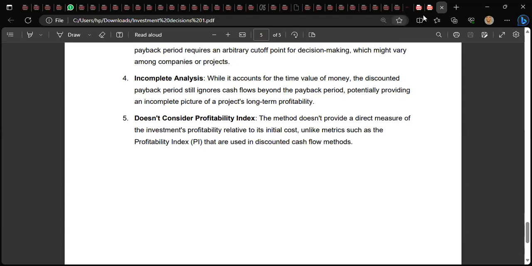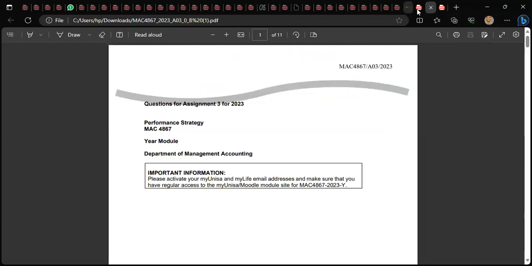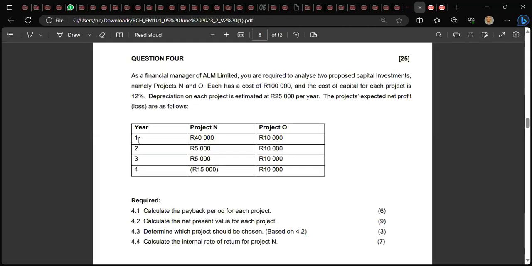Next up, we'll be looking at the ones that might take that into consideration. But before we get to that, we are going to do the discounted payback period for the same projects, N and O. So we are basically running around on the same exam. All right, so what do we do now in terms of the discounted payback period?